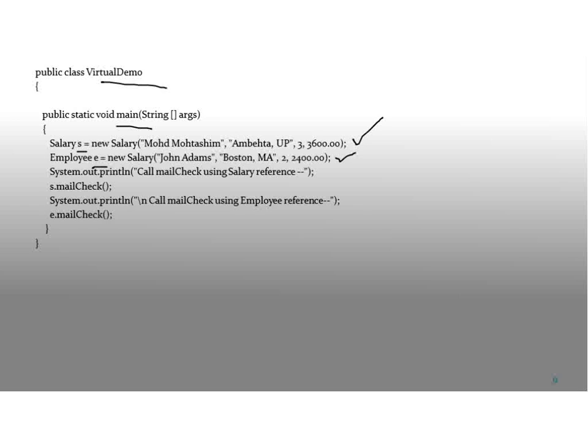And then we have a class called VirtualDemo, and we have a main method inside it. Now here, Salary s equals new Salary, with this statement, and then Employee e equals new Salary, with these arguments. So can you tell me what we are doing here in these two steps?